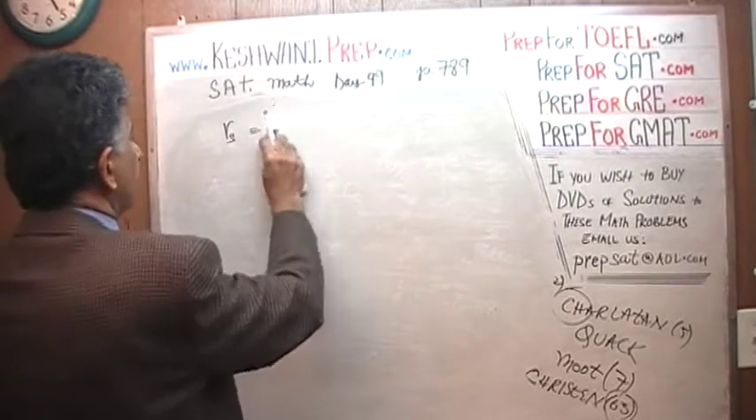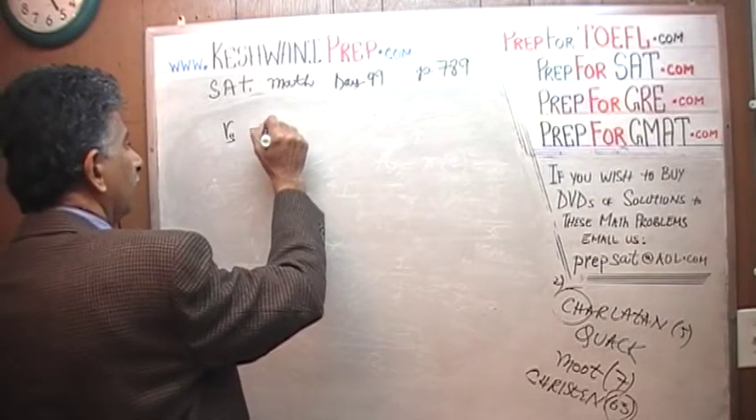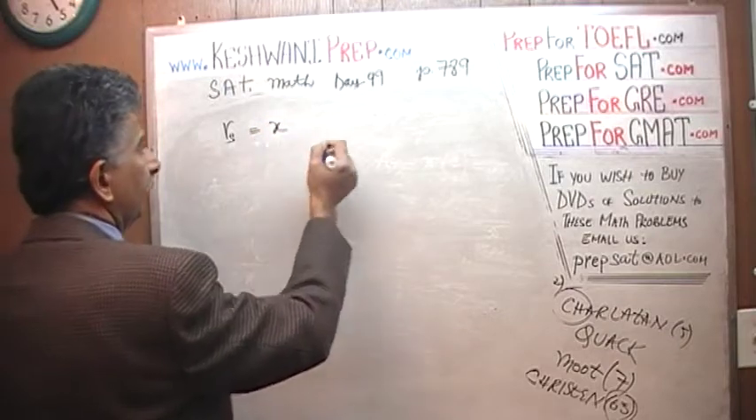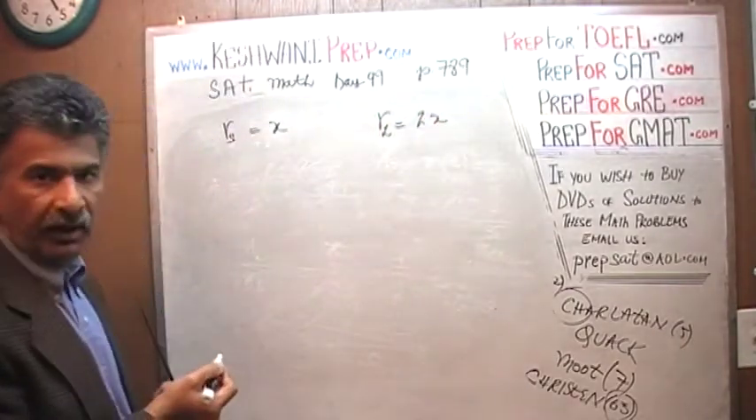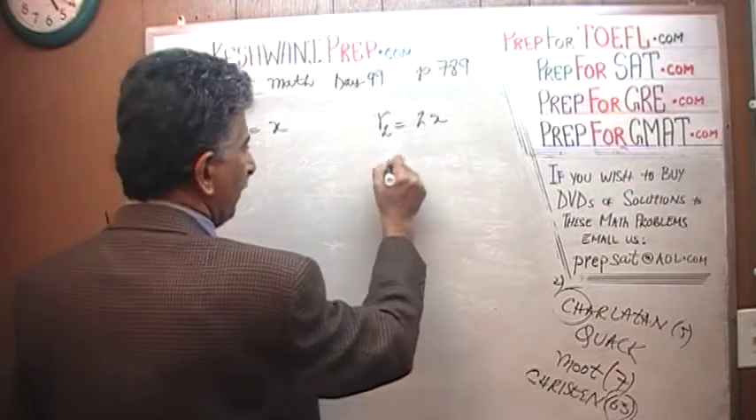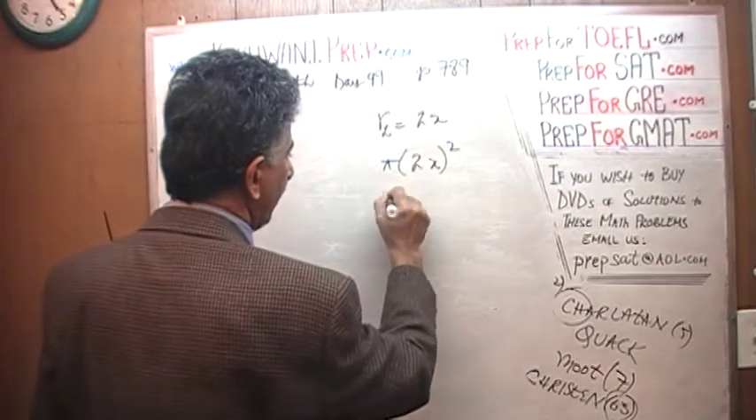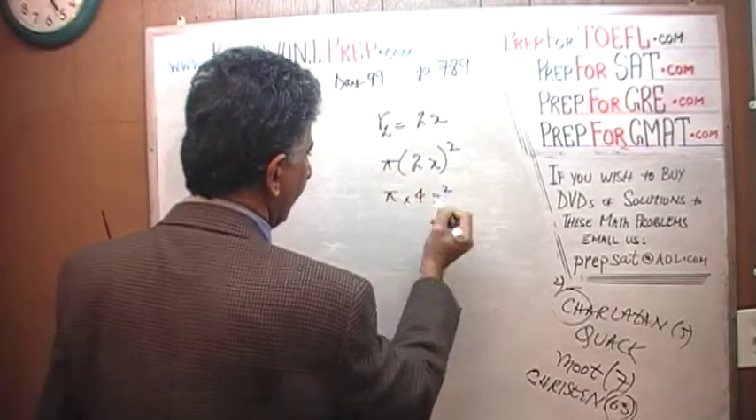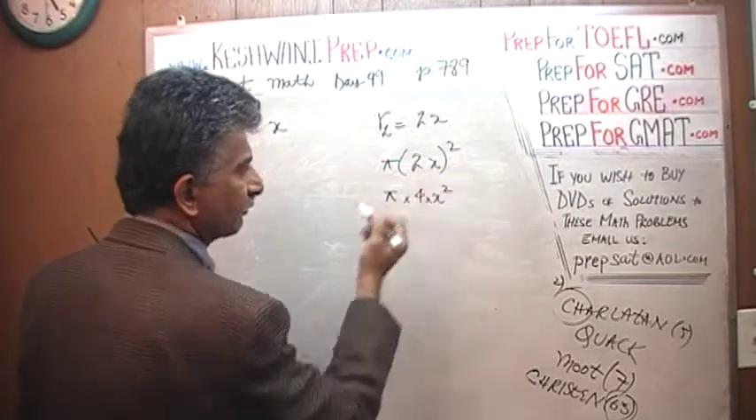You see? If the radius of the small circle is, let's call it x, and if the radius of the large circle is 2 times x, then what happens? Here it's going to be pi r squared, which is going to be pi times 4 times x squared. You see, that's why it's 4 times as much, because this 2 is being squared.